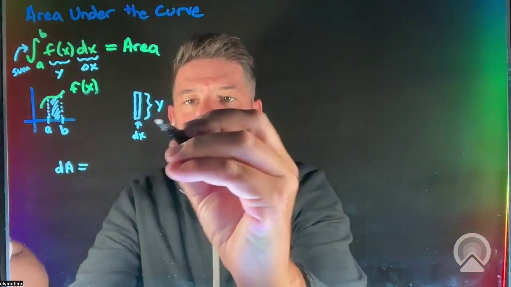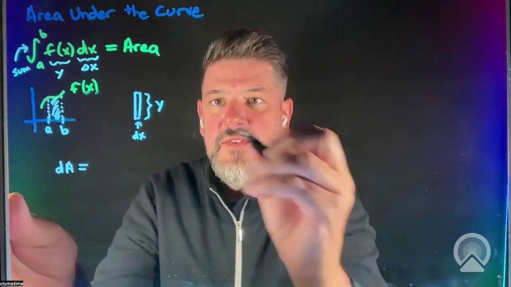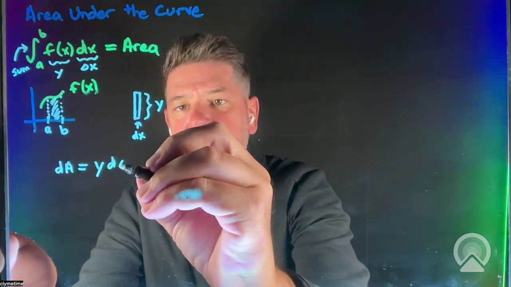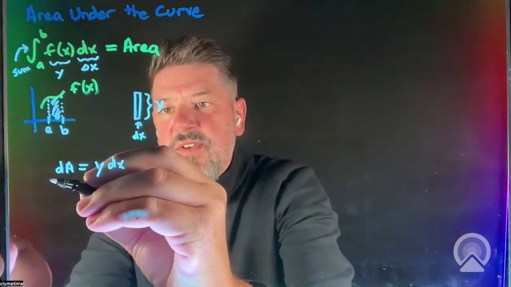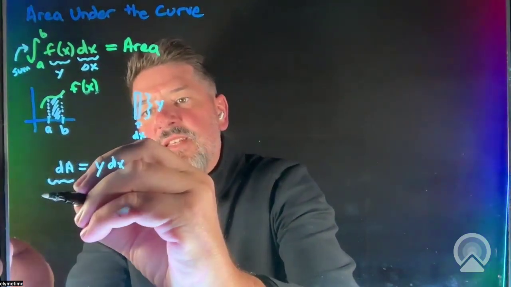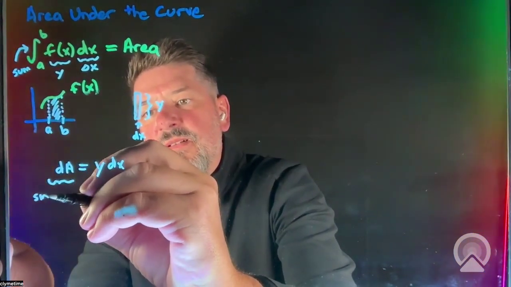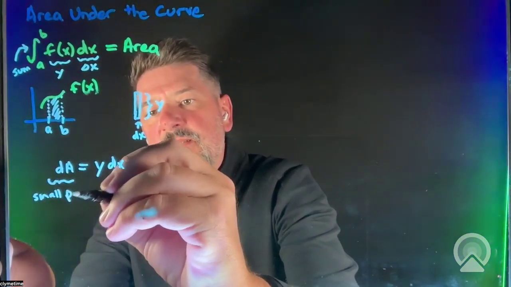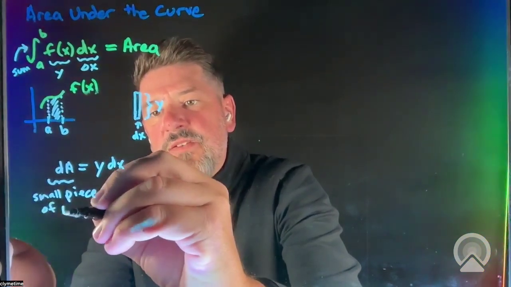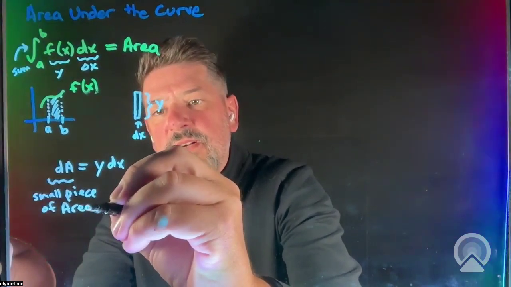dA is a little tiny piece of area. That's going to be the area of one rectangle. So in this case, it's height times width. So it's y times dx. So a little tiny piece of area. In fact, it's infinitely small. So this is a small piece of area, and it's so small, we would call it infinitely small.